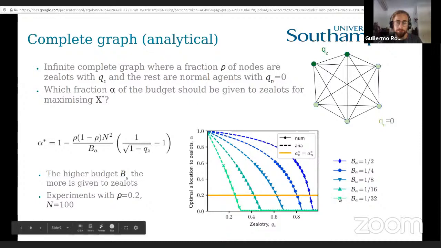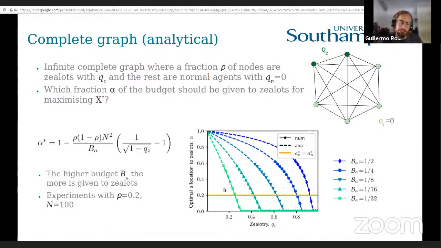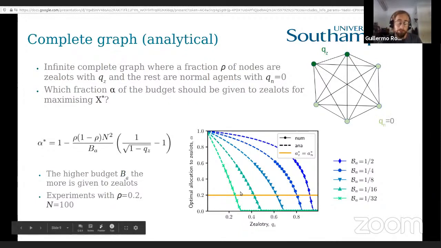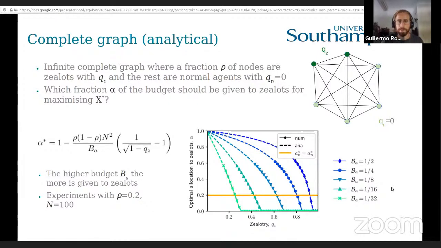However, if the budget is low, which is the light green, you can see that Zealots are only targeted if their Zealotry level is very low. However, on the other hand, if the Zealotry level is slightly higher, only normal agents are targeted. So there's this interplay between the Zealotry level and the budget.